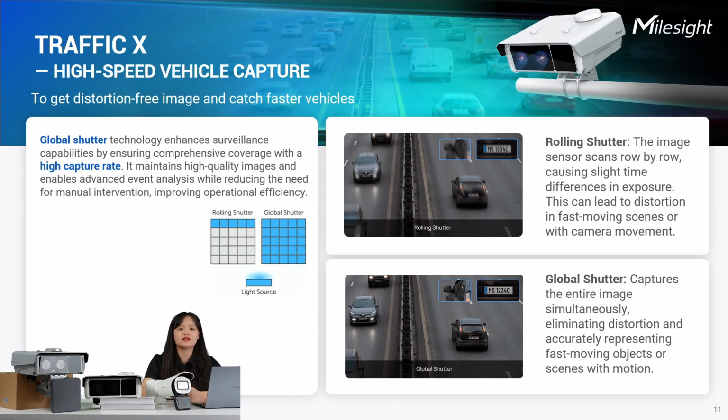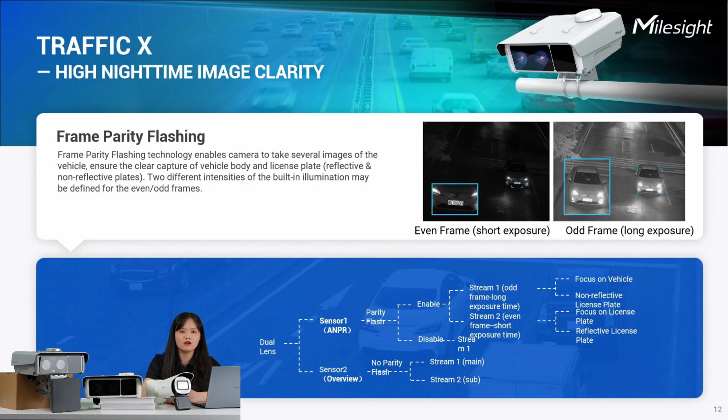And for the Traffic X camera, to enhance its capability in dealing with challenging lights at night, we also have the frame parity flashing function for nighttime surveillance. Frame parity flashing is developed to address the issue of unclear images captured at night, for both the vehicle body and the vehicle plate.